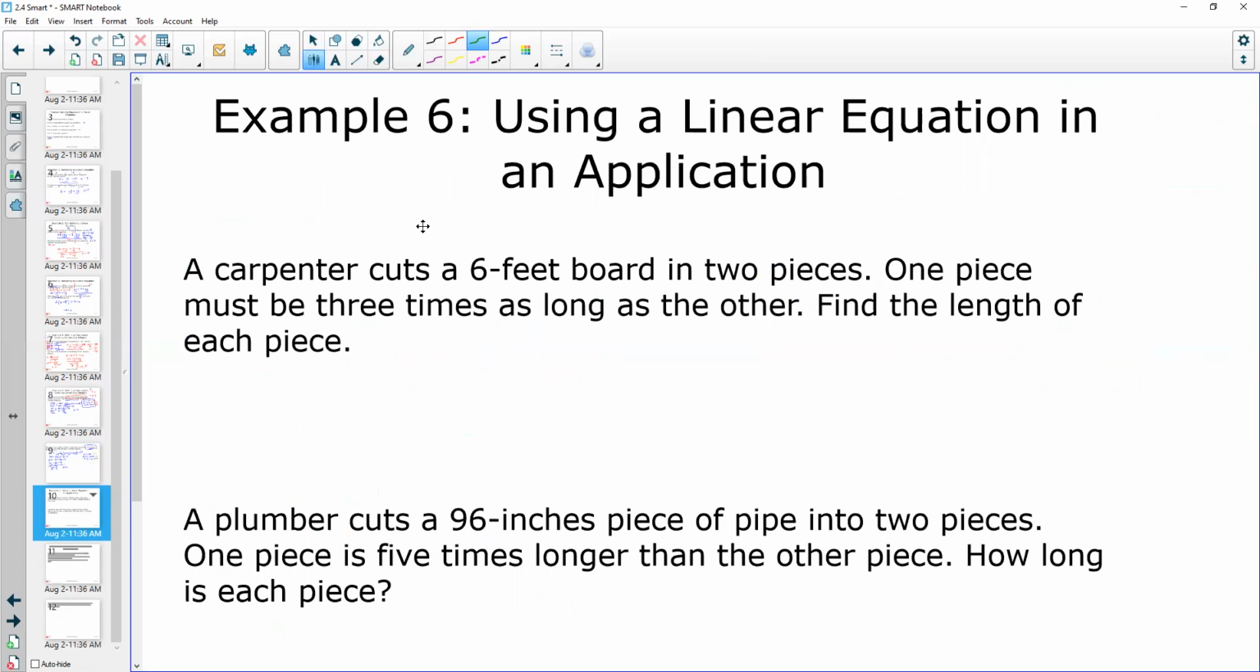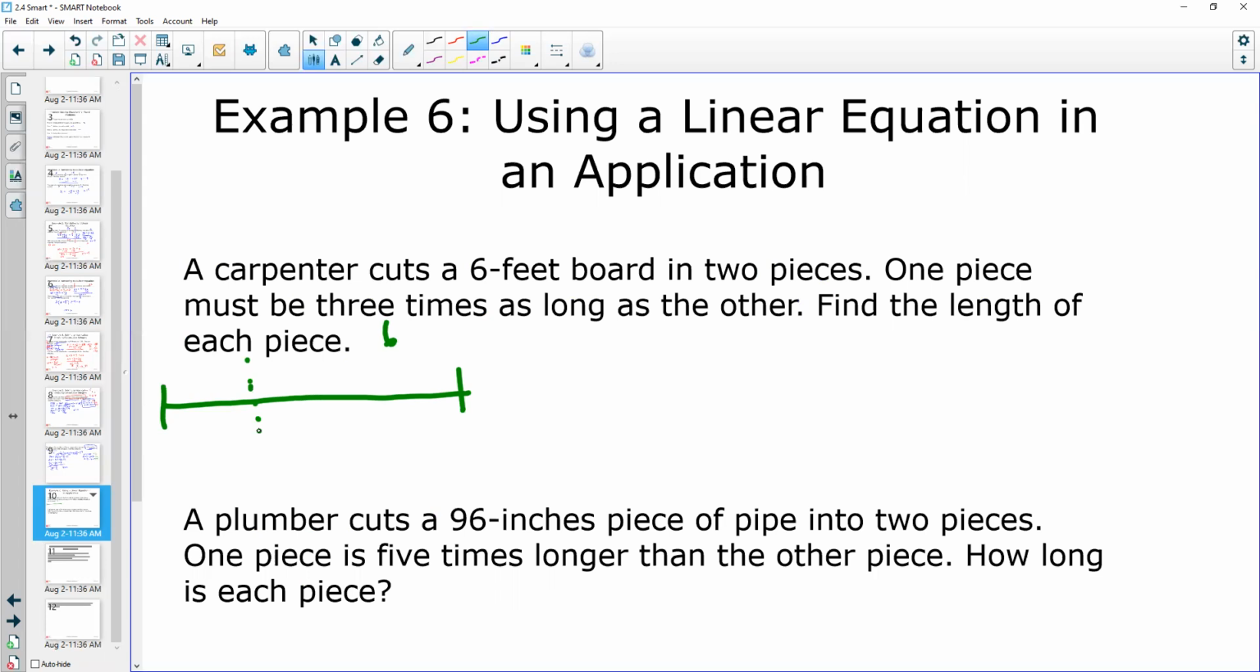So a carpenter cuts a 6-foot board into 2 pieces. One piece is 3 times as long as the other. Find the length of each piece. So this is something that cries out for a picture, right? So think about a board. It's 6 feet long, okay? It cuts into 2 pieces. So I'm going to draw a dotted line.